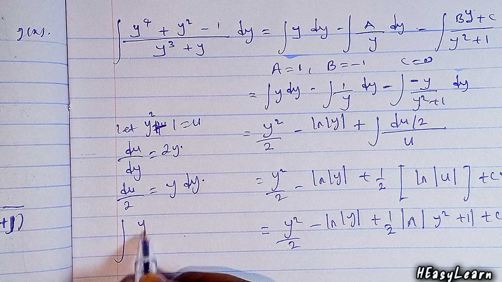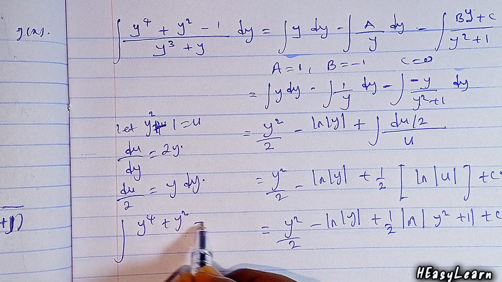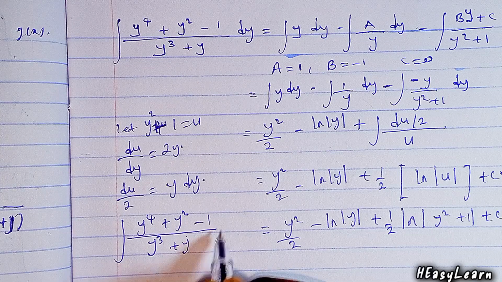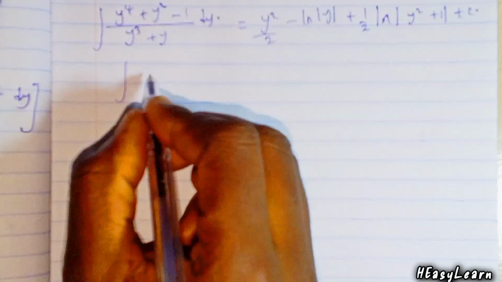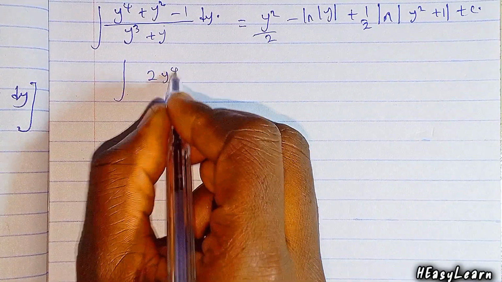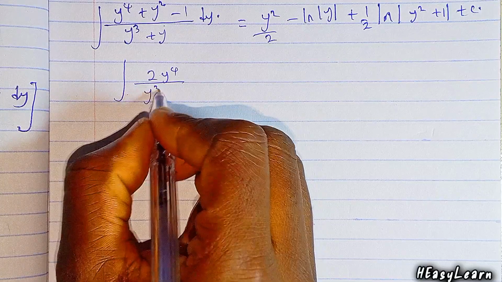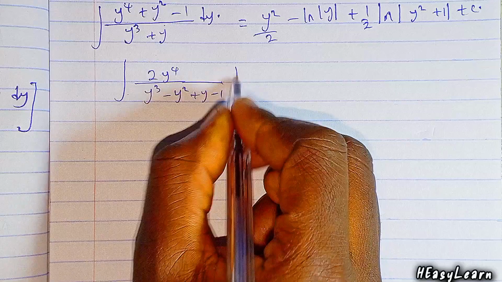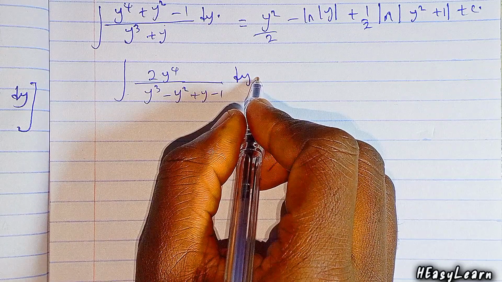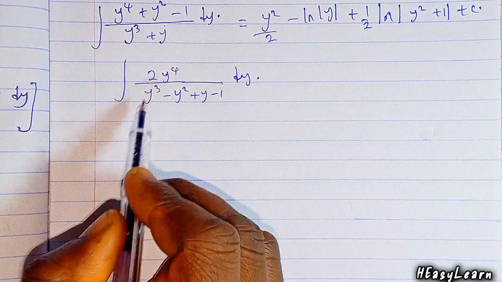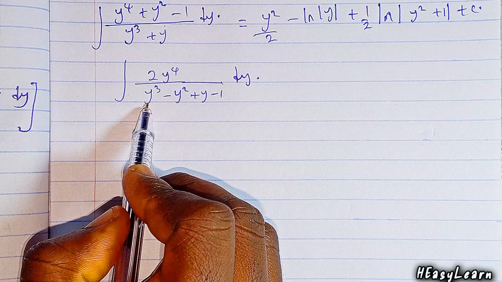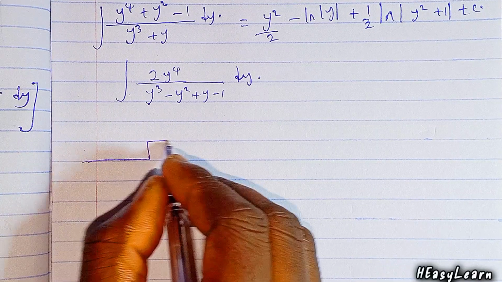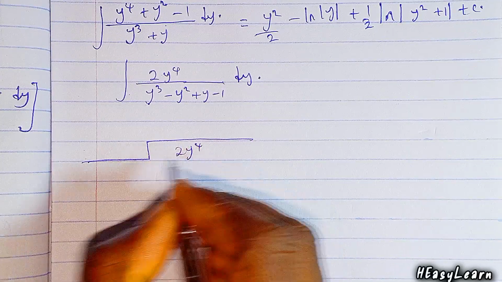So this is the integral of y to the power of 4 plus y squared minus 1 divided by y to the power of 3 plus y dy. Now find the integral of 2y to the power of 4 divided by y to the power of 3 minus y squared plus y minus 1 dy. In this case, the degree of the numerator is bigger than the degree of the denominator. This is an improper fraction. So you are going to use the denominator to reduce the numerator.